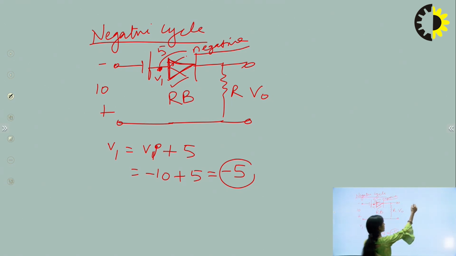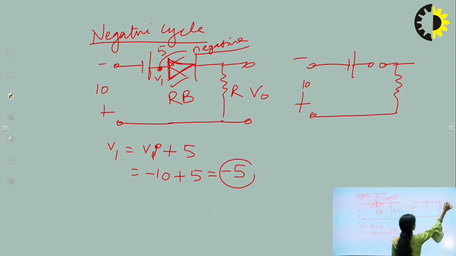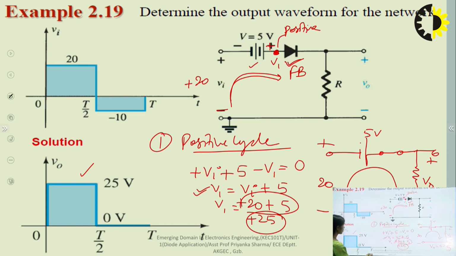So in reverse bias condition, this diode will be treated as open circuit, and we know that in open circuit no current will flow, and that's why the output will be coming out to be 0 volt. So we can see here the complete graph. For half time cycle we will get the output as 25 volt, and for the remaining time cycle when the diode will be reverse biased, the output is coming out to be 0. So this is the complete waveform that is obtained after analyzing this bias circuit.